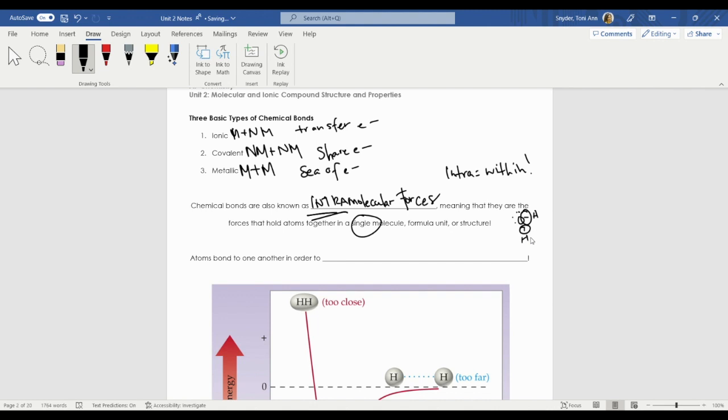Why do atoms bond to one another in the first place? Well, atoms bond to one another to lower their potential energy.